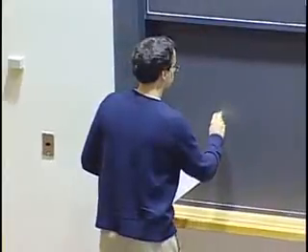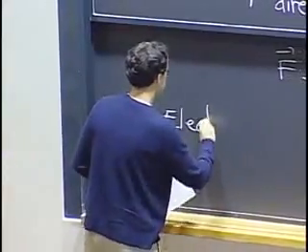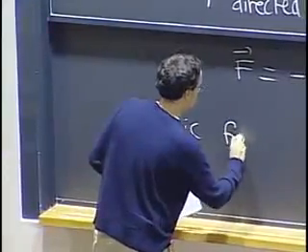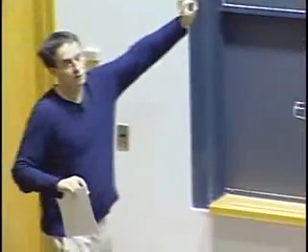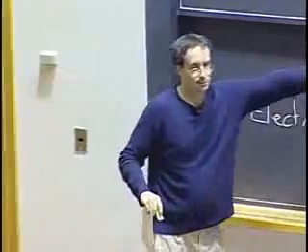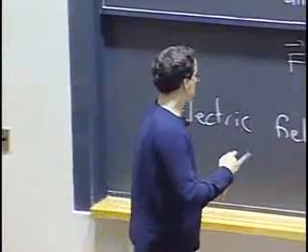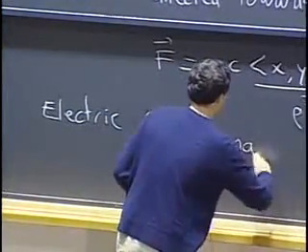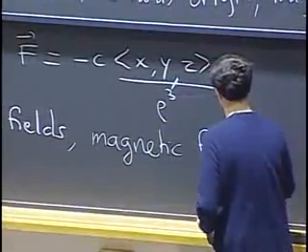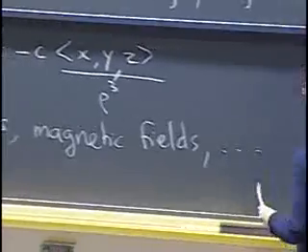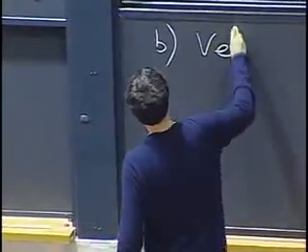Other examples would be electric fields. If you look at the electric field generated by a charged particle at the origin, it's given by exactly the same kind of formula. And there are magnetic fields, and so on.